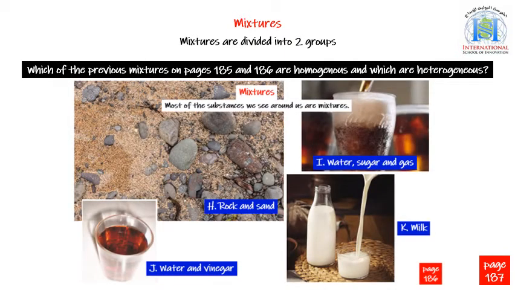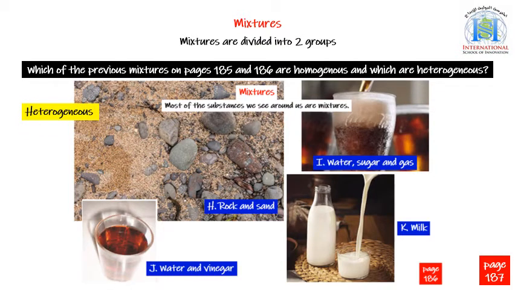What about the mixture of rock and sand? How many phases or levels or colors does this mixture show? More than 1 level, that's right, good job. So is it a homogeneous or heterogeneous mixture? Perfect, this is a heterogeneous mixture, good job.